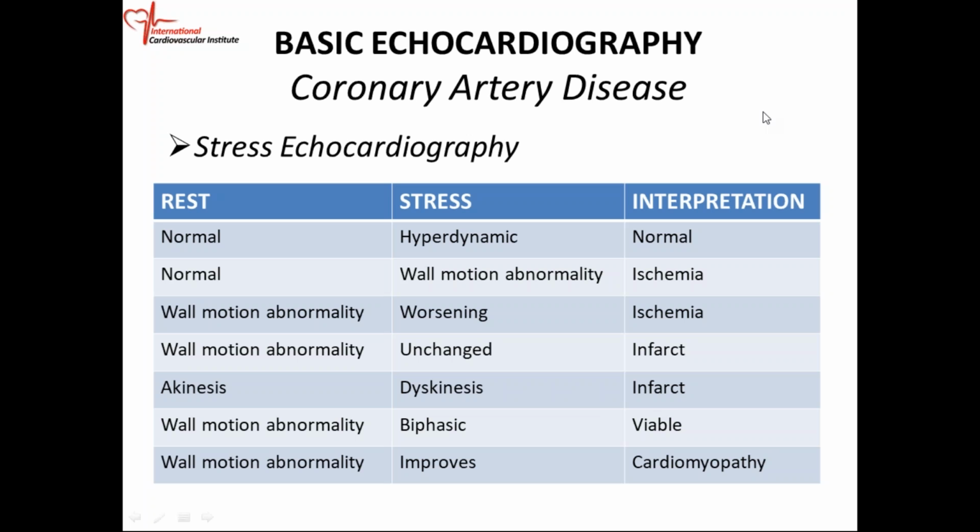So let's just concentrate on our exercise stress echo, not the dobutamine. We'll go over that separately. If you're doing a regular stress echo and there's no wall motion abnormality at rest, when you exercise the patient and then take the patient off the treadmill and do your echo just after exercise, you're supposed to get an increase in the ejection fraction.